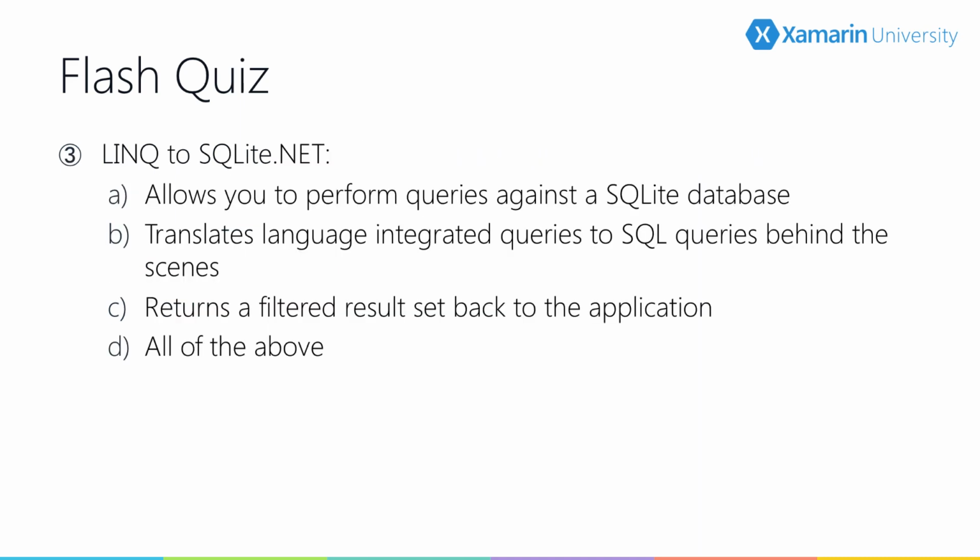Number 3, LINQ to SQLite Net. A allows you to perform queries against the SQLite database, or B translates language integrated queries to SQL queries behind the scenes, or C returns a filtered result set back to the application, or D all of the above.